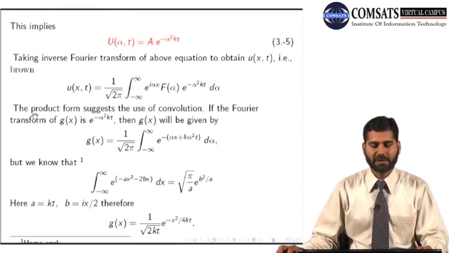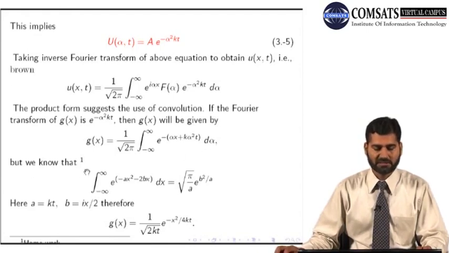Alright, and the product form suggests the use of convolution, because it's a product of two functions here, this and this. So I can use the convolution. If the Fourier transform of g(x) is e to the minus alpha square kt, then g(x) will be given by g(x) is equal to 1 over square root of 2 pi, integral from minus infinity to infinity of e to the minus alpha x plus k alpha square t, which is exactly this one, d alpha.